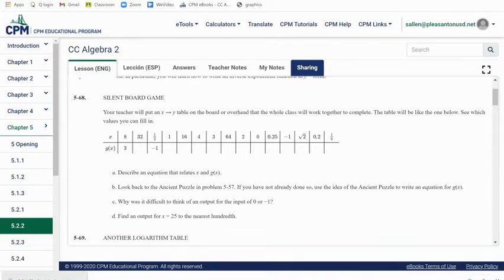Okay, so you should have finished 68. I wanted to talk about part C. Why was it difficult to think of an output for an input of 0 or -1? Keep in mind, the equation is really 2 to the y equals x, or log base 2 of x equals y. So what this is saying is 2 to the what power gives us 0? Well, nothing. There is no 2 to any power. Really, any number to any power is not going to give us 0.